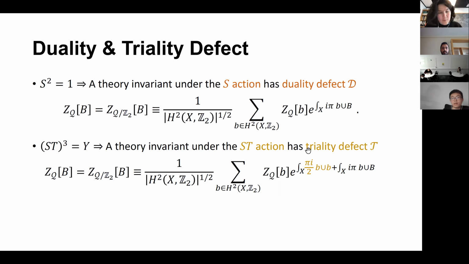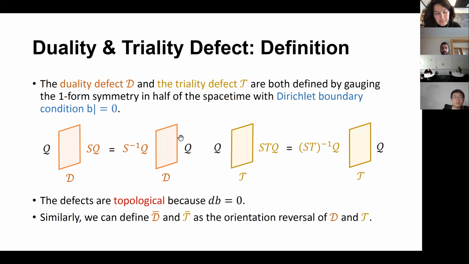The reason why we call it a triality defect follows from the fact that ST cubed, if you do ST 3 times, you just get back the original theory up to an invertible phase given by Y. Okay, so these are the conditions for theories that have duality and triality defects. Suppose these conditions are satisfied, how can we define duality and triality defects? The way we define them is very simple.